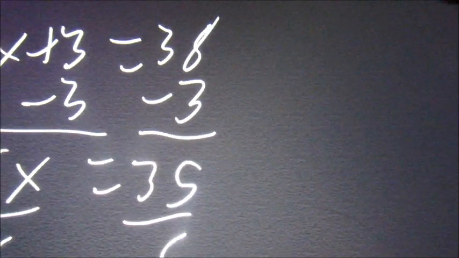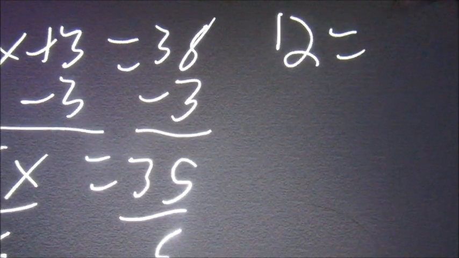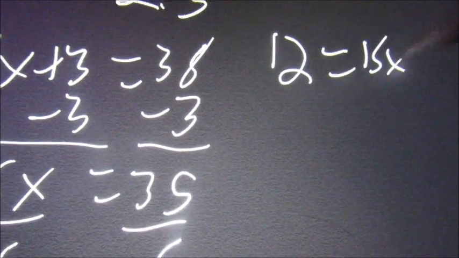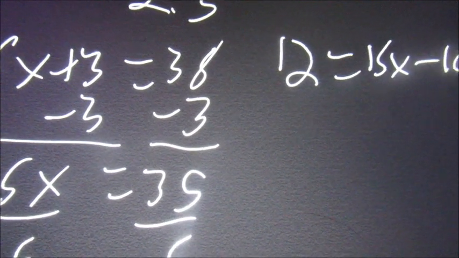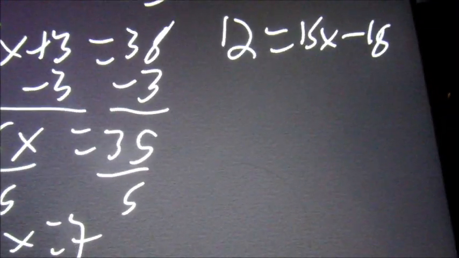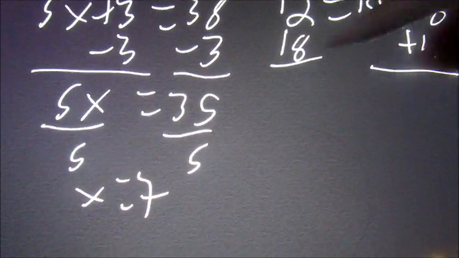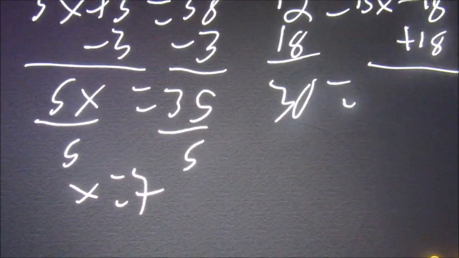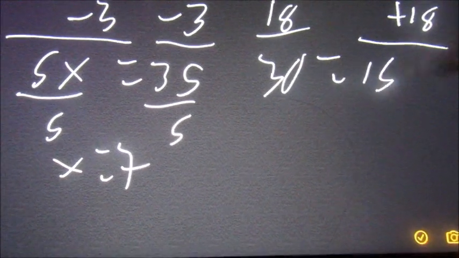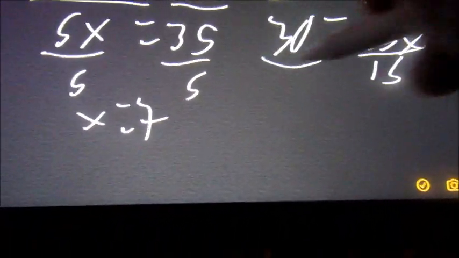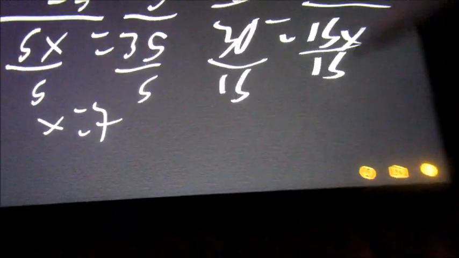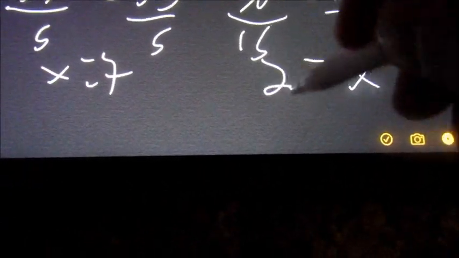Then, let's say we have 12 equals 15x minus 18. We're going to add the 18 to both sides. We're going to have 30 equals 15x. Divide both sides by 15. And x equals 2.